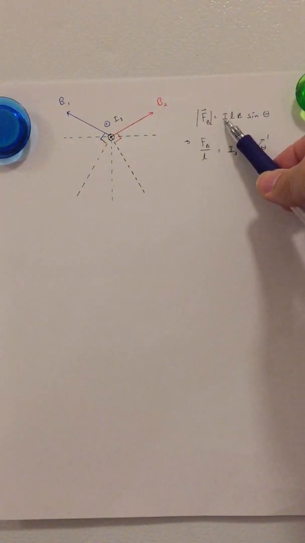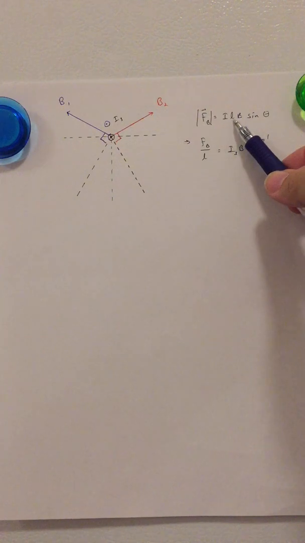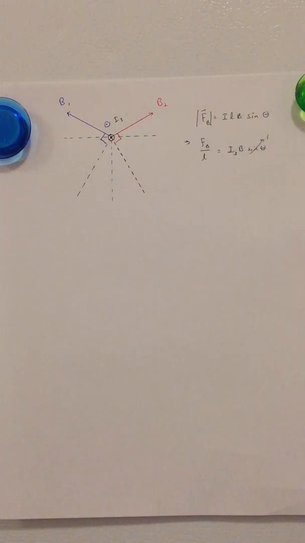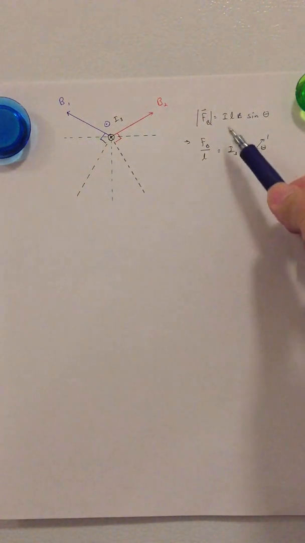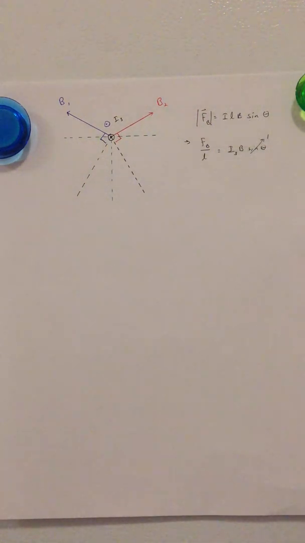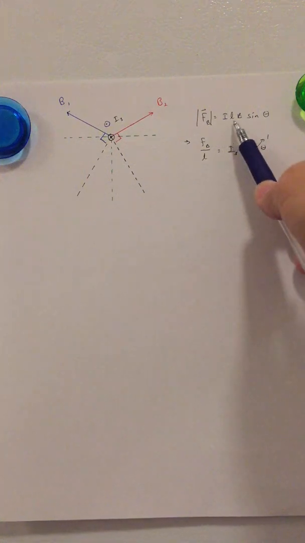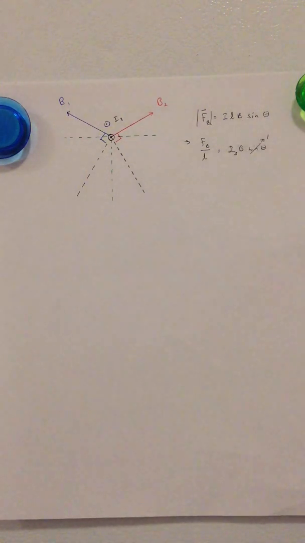I is the current that's sitting in the field. L is a vector directed along the current. In most cases, it's going to become the length of the wire. And B is the field in which the current I is sitting. And theta is the angle between the L vector and the B vector. So that's all well and good.